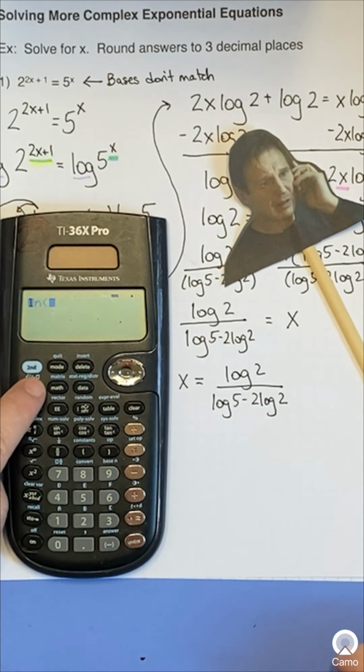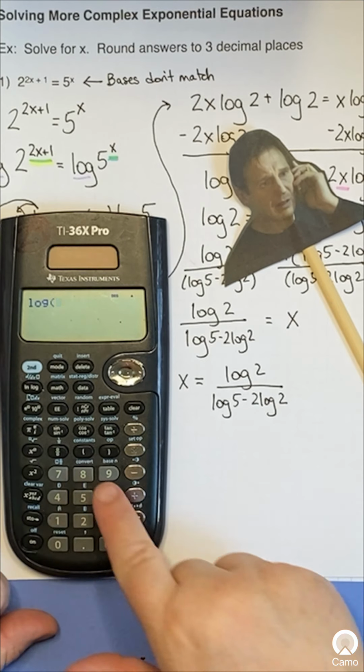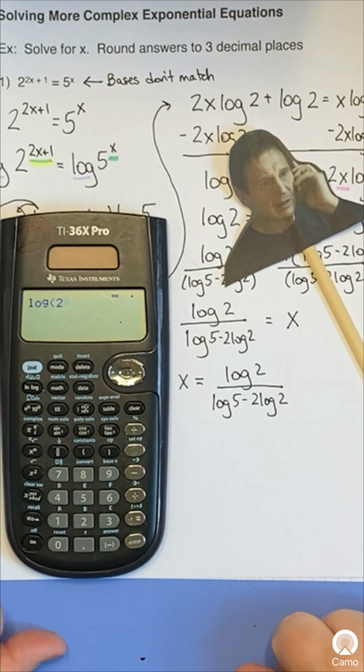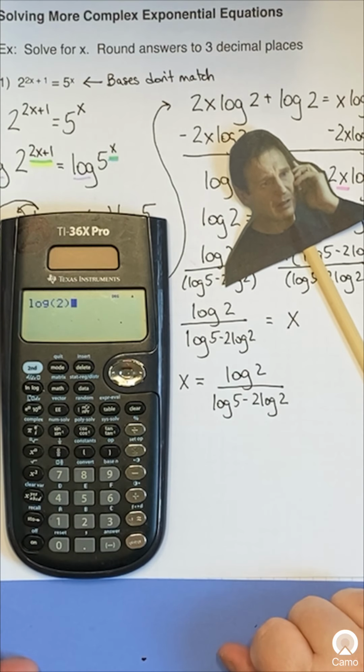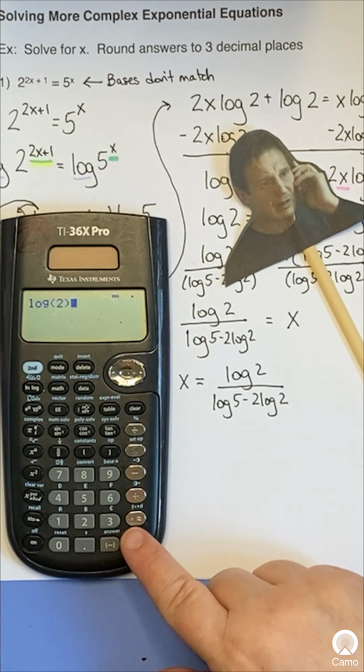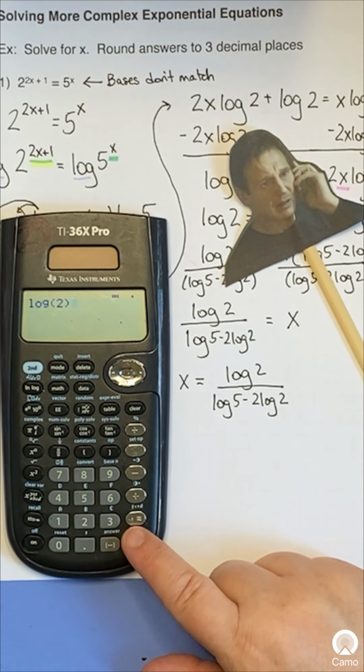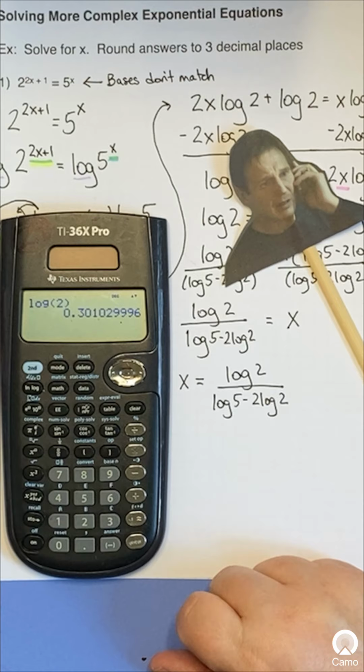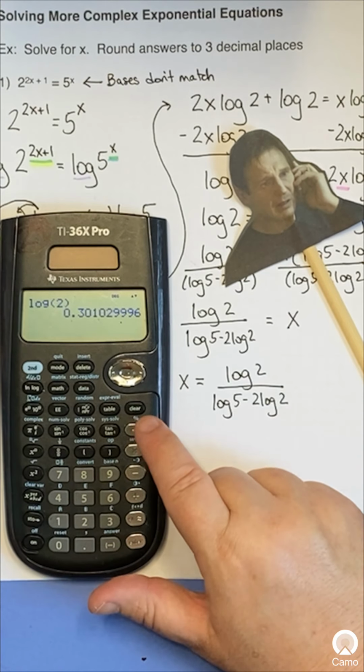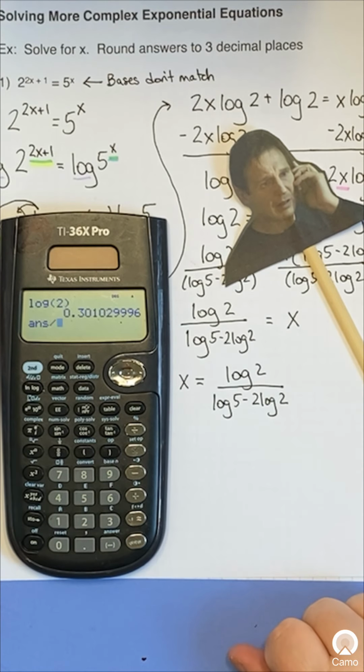Okay, so let's see. It's very exciting. I'm going to do log of 2. And then for this one, see how I open the parenthesis? I need to close the parenthesis. And then you can either press equals, which I tend to do when I'm done with a numerator or denominator. I press equals. Okay, that's just the top. And then I'm going to divide by. See how it says the answer is getting divided by.